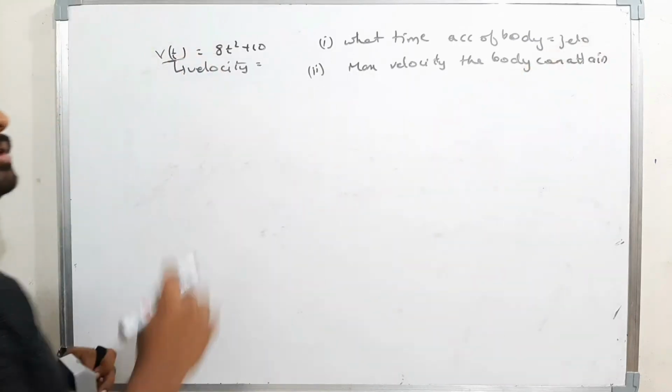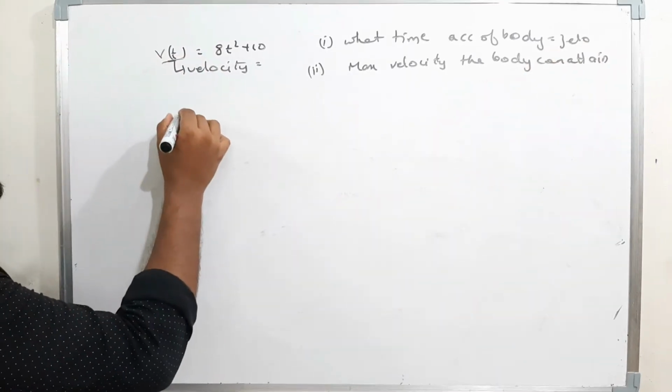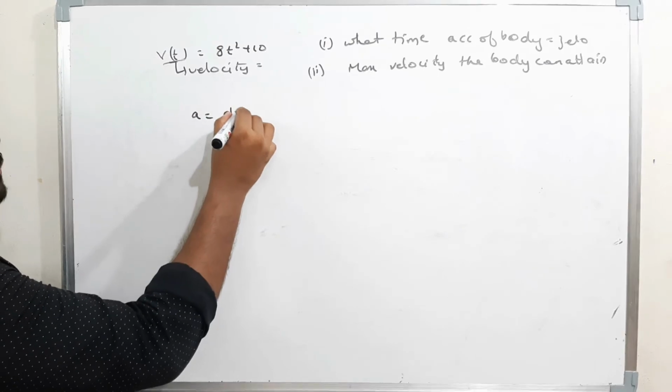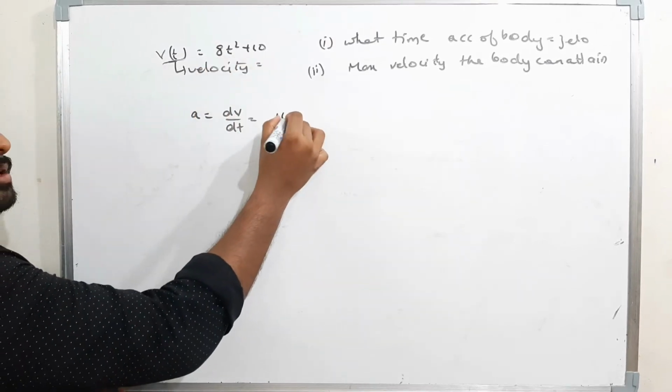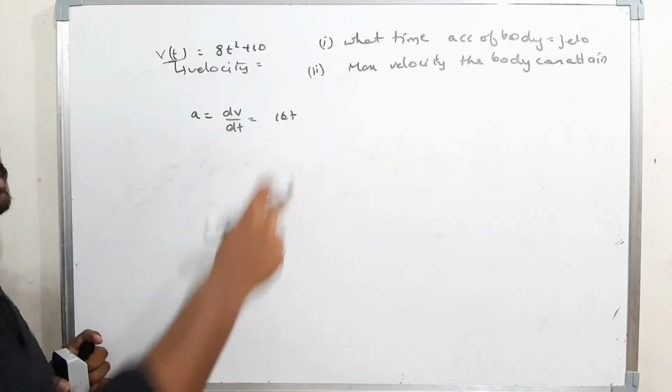What is the maximum velocity the body can attain? Now say me, how to find the acceleration? Acceleration is nothing but rate of change of velocity. It is nothing but dv by dt. That's for differentiate. How do you get? 16t.